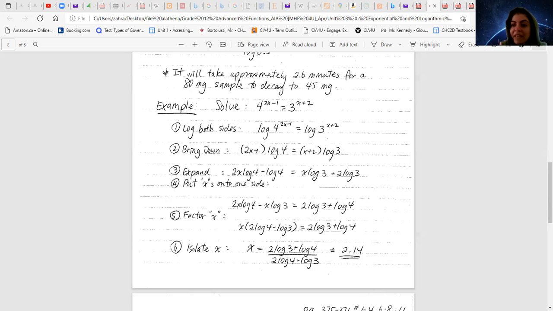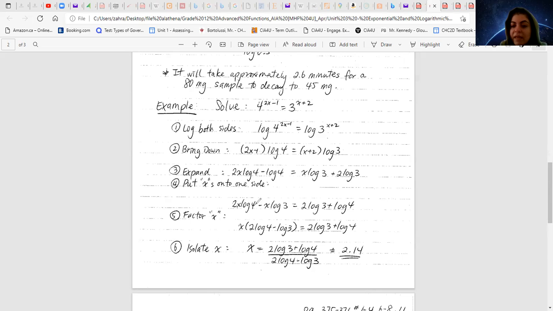Now you bring all of the terms that contain x to one side, and all of the terms with numbers to the other side. So you keep it here, you bring x log 3 to the other side, it becomes negative x log 3. Also, the log 4 is just a number, you have to put it at the other side. It's negative log 4 to the other side, becomes positive log 4. And you keep 2 log 3 here.